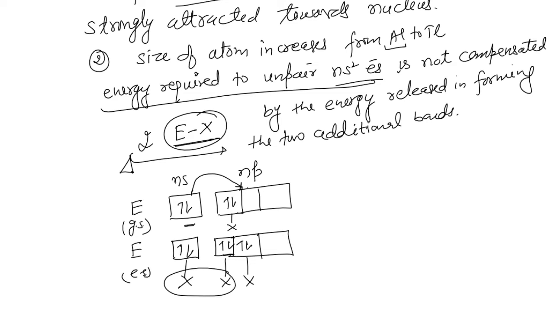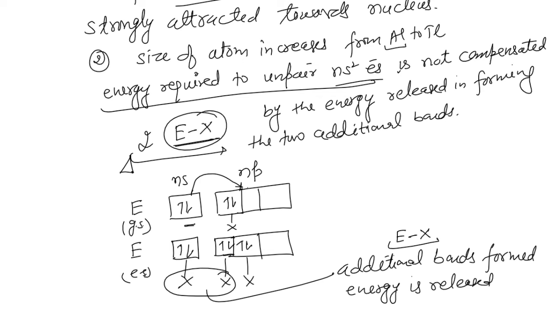So these two additional bonds are formed, and when they are formed, energy is released. But the atom is large in size, so the bond formed is of large length, and the energy released is less because the bond formed is weak. So energy is released, but it is not as much as the energy required.